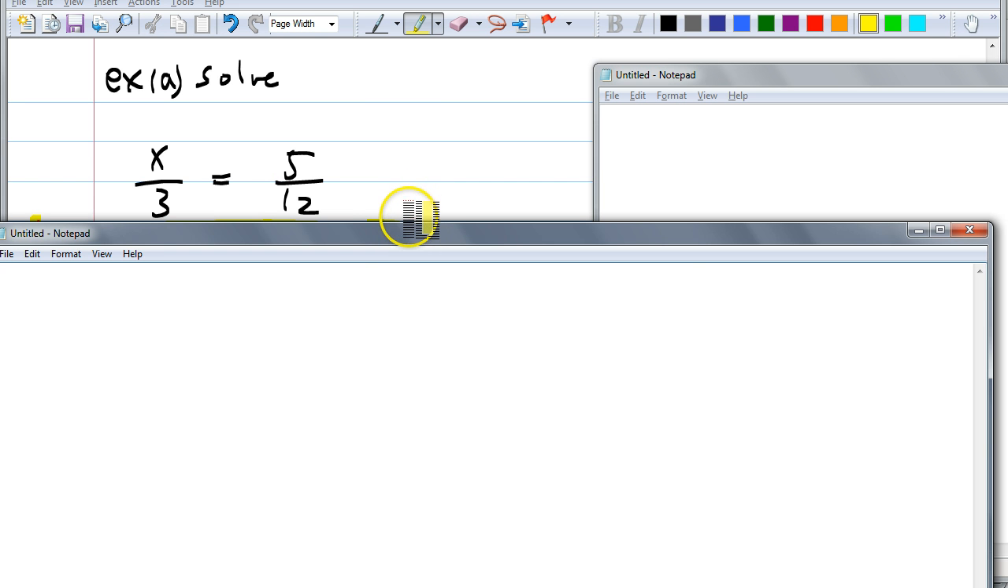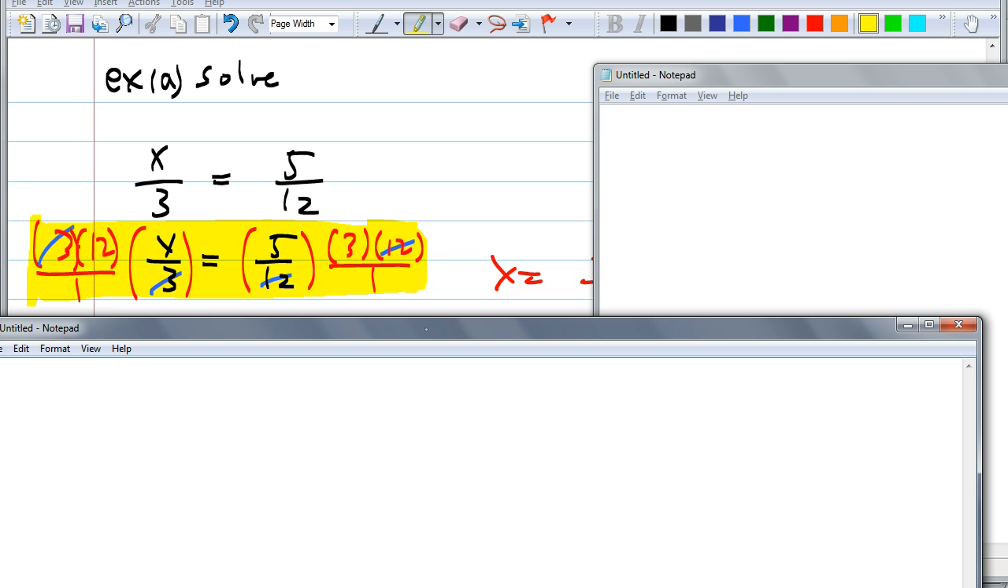Because all we're doing is multiplying both sides by what? 3 times 12.